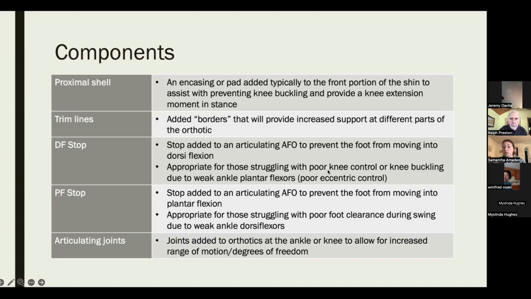So if you have bad knee control, we can do that using a dorsiflexor stop, which basically will just stop the foot from going into that range of motion. A plantar flexor stop will just stop the foot from plantar flexing, which is that drop foot position. So say we want to have range of motion into dorsiflexion, but we don't want to allow you to drop when you're walking, they can also reduce that range of motion by putting basically a block in that open joint. So those are some other customizations that, again, obviously, if we have an articulating joint, these are all things that we can add to it.